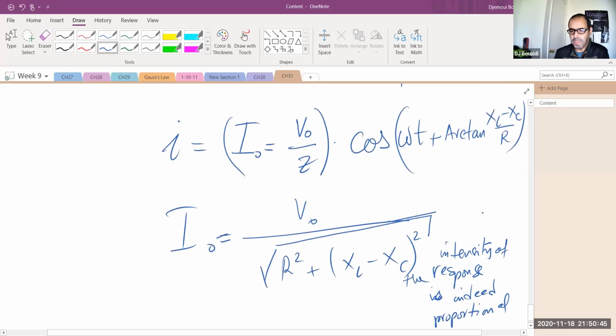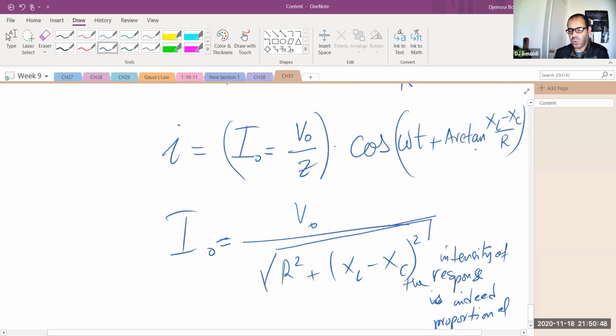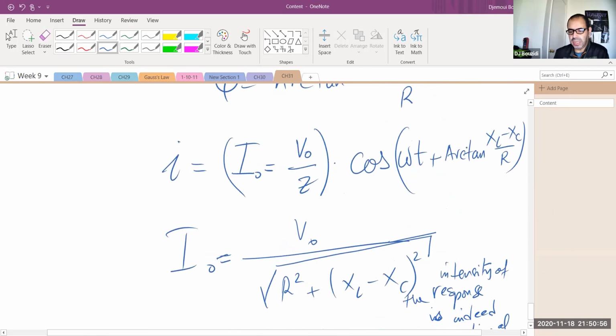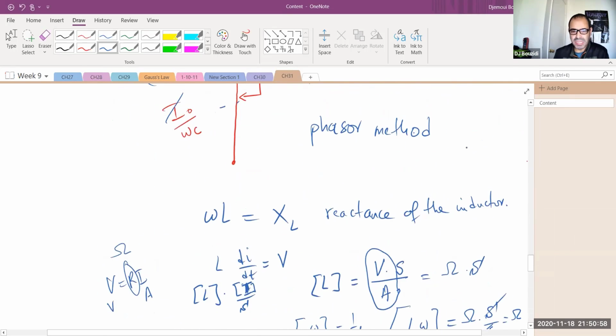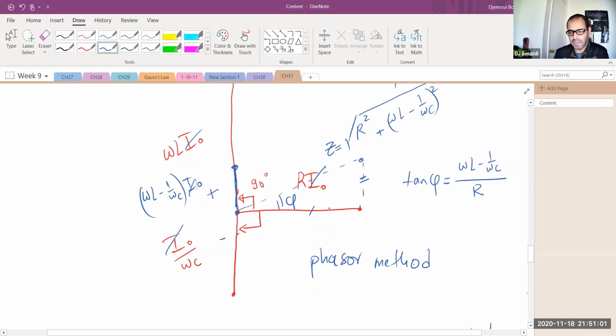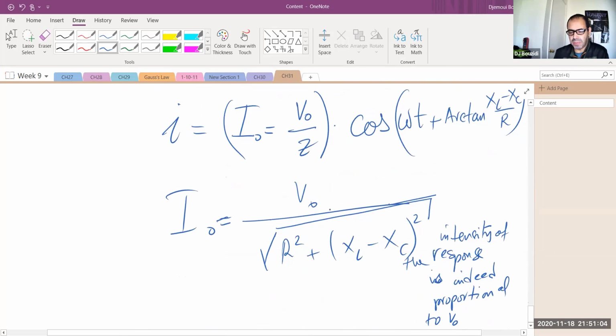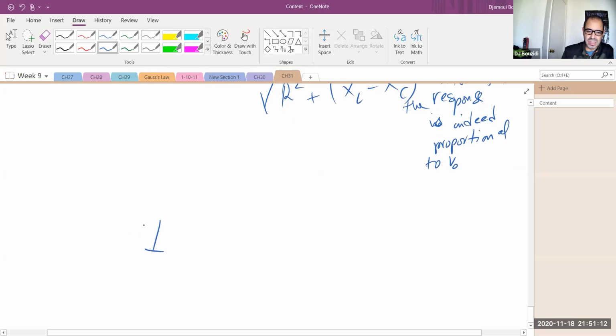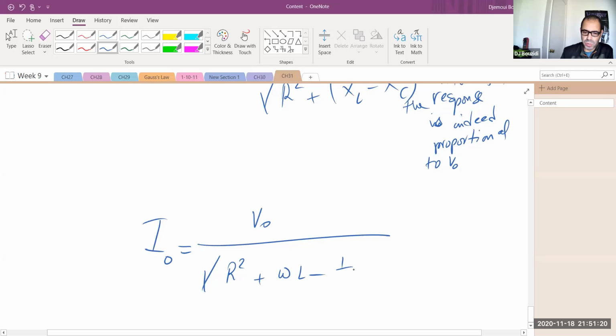The phase, though, here is the phase. It has to do with how far off XL minus XC are. So basically this whole thing can help us solve these problems, and this is basically where the heart of the phasors method is. It can give you both the phase and the amplitude too. Now, in terms of this current, let's rewrite it in terms of the frequencies. So I naught, the response, is equal to V naught divided by the square root of R squared plus omega L minus 1 over omega C squared.